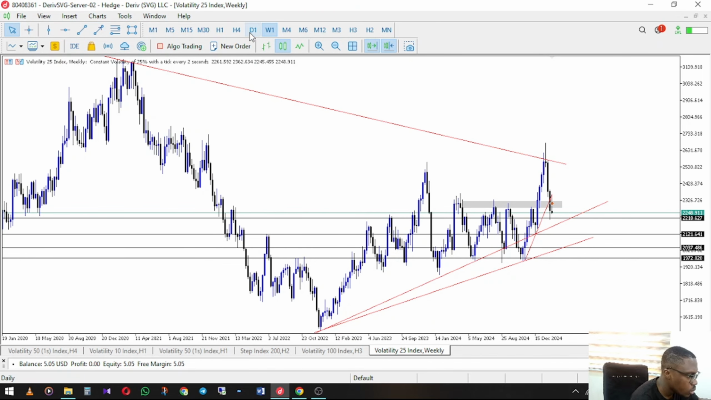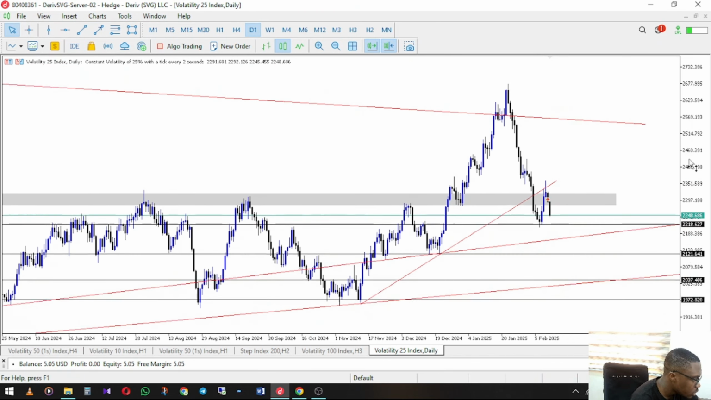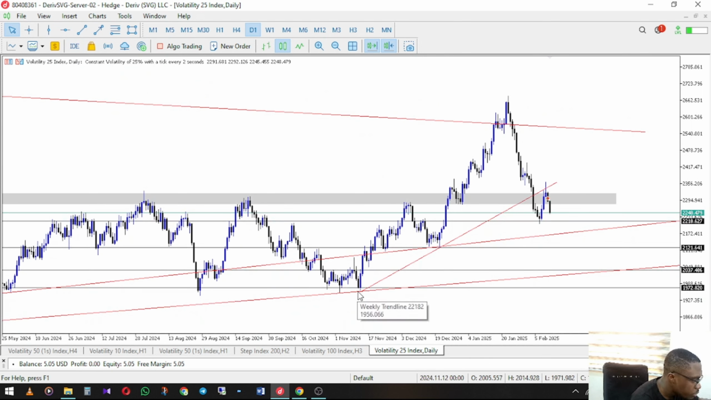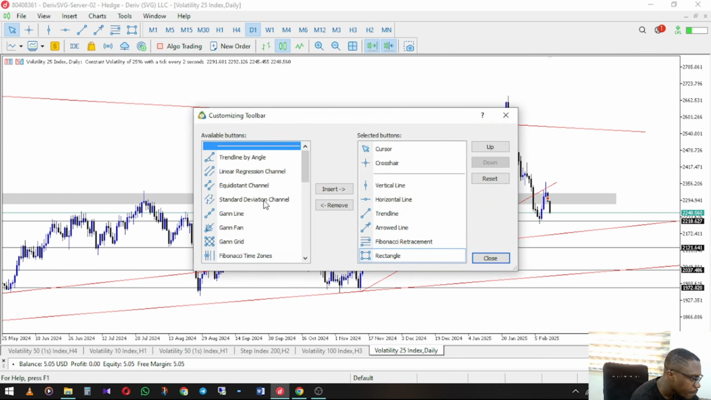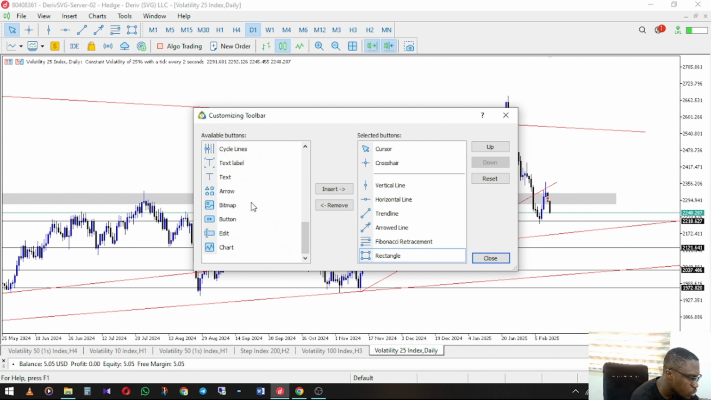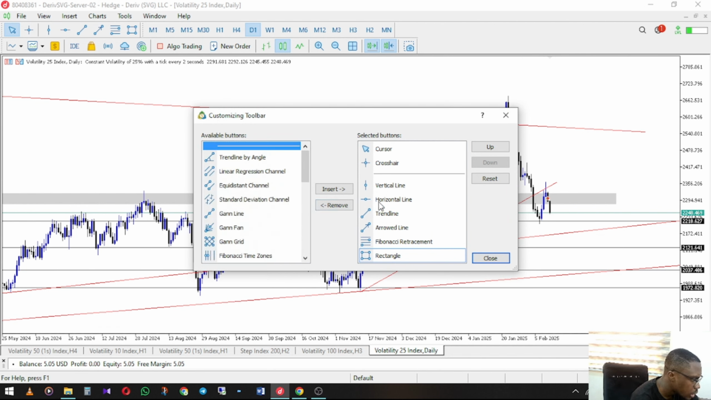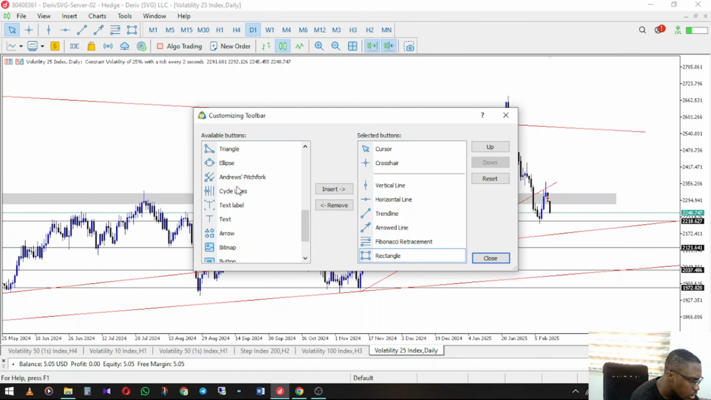So let's come to the daily time frame. We have the same thing on the daily time frame. Look at the daily time frame. Price has been respecting a particular trend line, this first one. This is going to change your trading, guys. Just be patient with me.